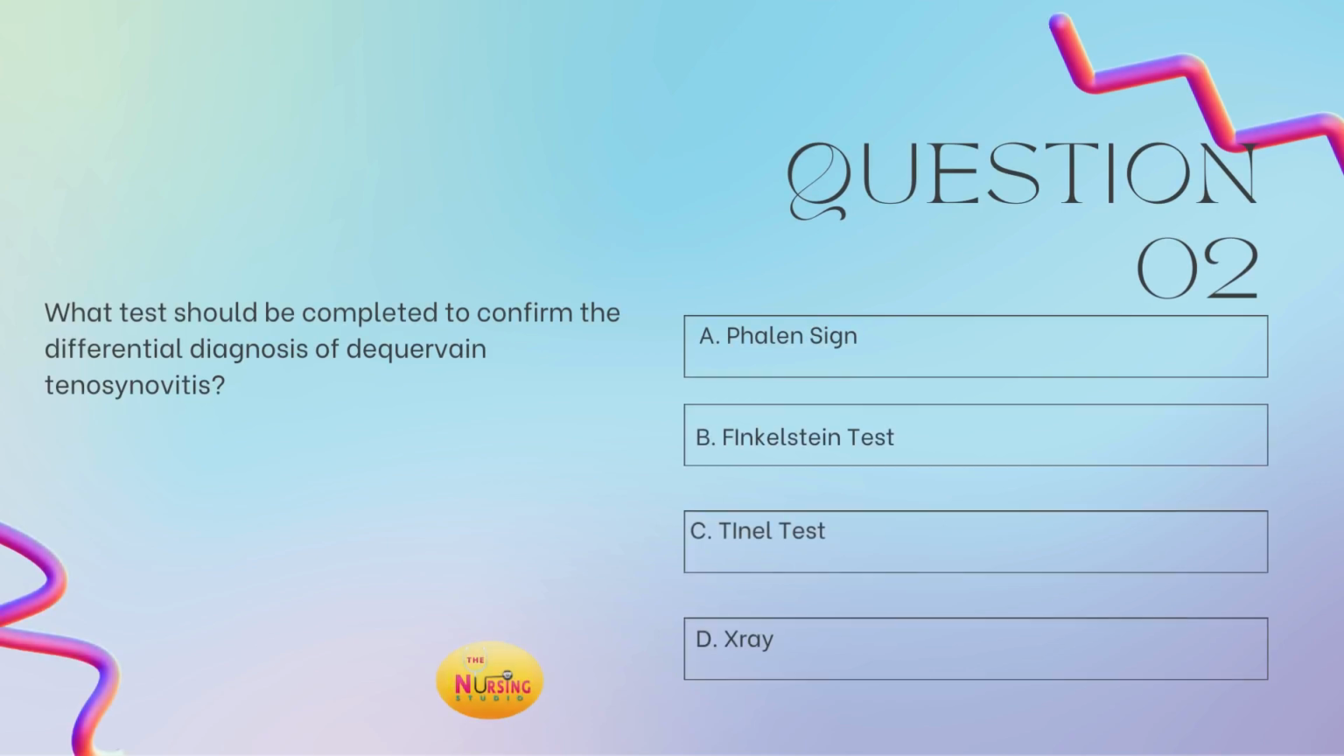All right, question number two. What test should be completed to confirm the differential diagnosis of de Quervain tenosynovitis? All right, so we have this patient in, we were just walking through, and our best differential for what the patient is complaining of, his signs and symptoms, and the presentation and assessment findings was de Quervain's, but we need to confirm that differential diagnosis, right? So, which test do we utilize to confirm de Quervain's tenosynovitis? Is it A, the Phelan sign, B, the Finkelstein test, C, Tinel's test, or D, do we need to complete an X-ray?